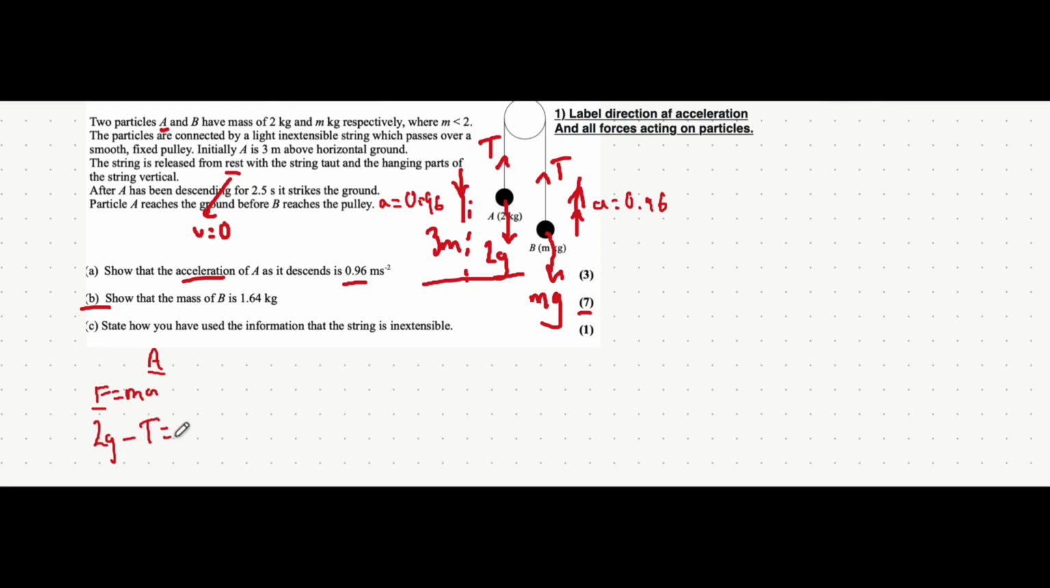The force opposing the motion of particle A is the force upwards, which is tension. And then we can make that equal to the mass of A, which is 2, multiplied by the acceleration that we've already found of 0.96 in part A. 2 times 0.96 is just 1.92, so let's replace that with 1.92.